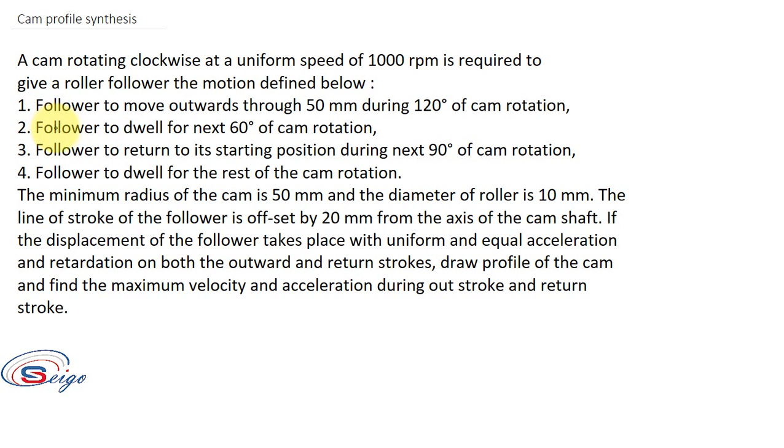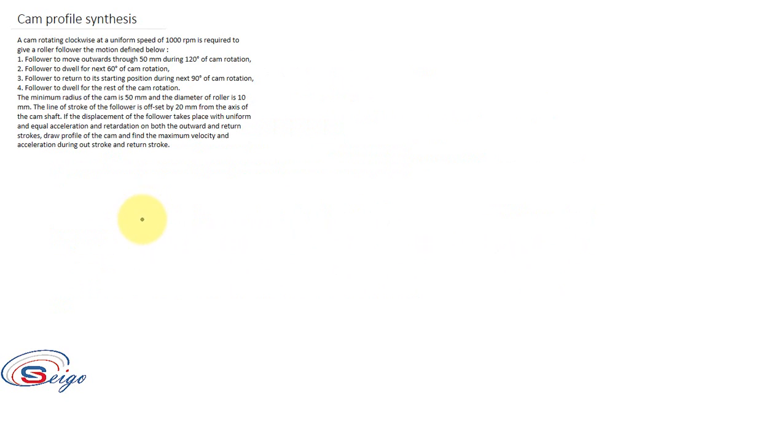So first of all, we have to draw the displacement diagram for the follower motion through 50 mm. So here the stroke length is 50 mm. Now I will explain how to draw the displacement diagram for a uniform acceleration motion of the follower. First of all, draw the horizontal line. From the question, S is equal to 50 mm.